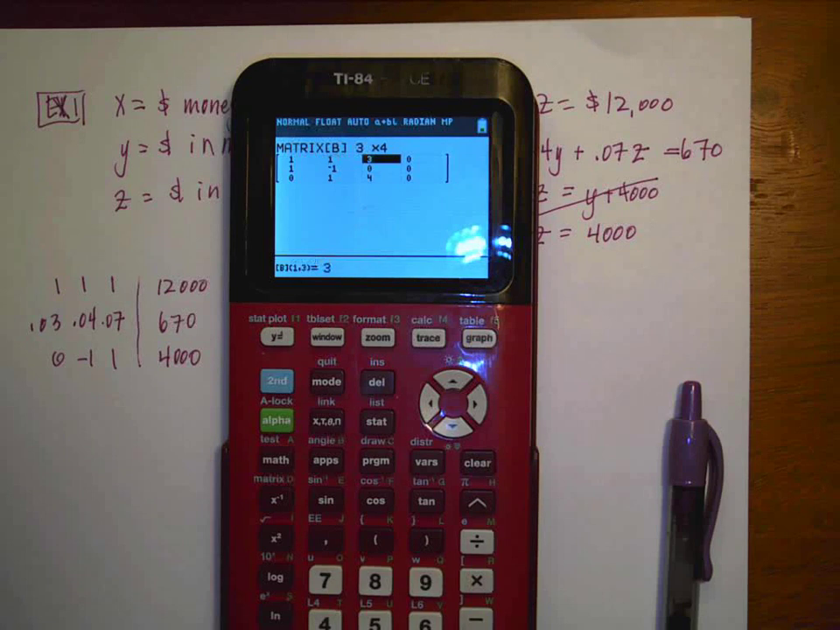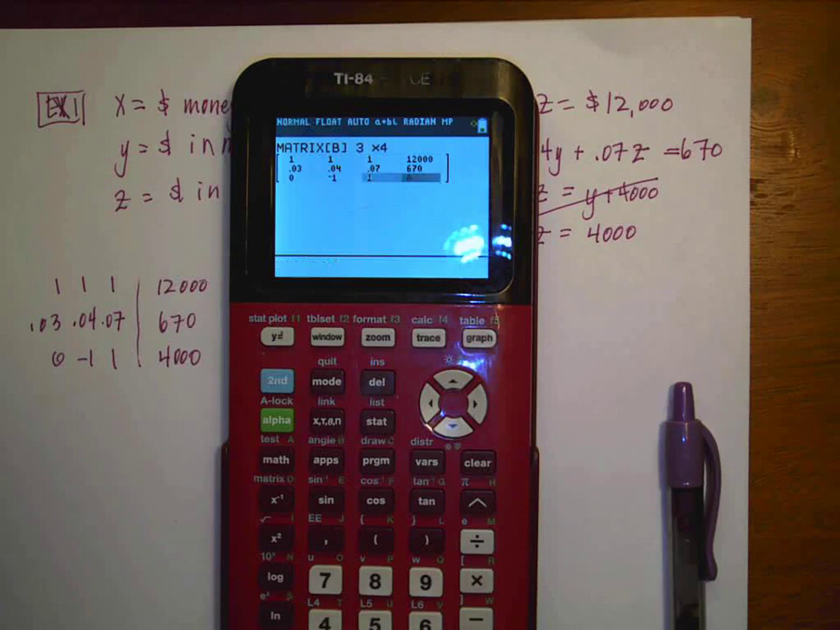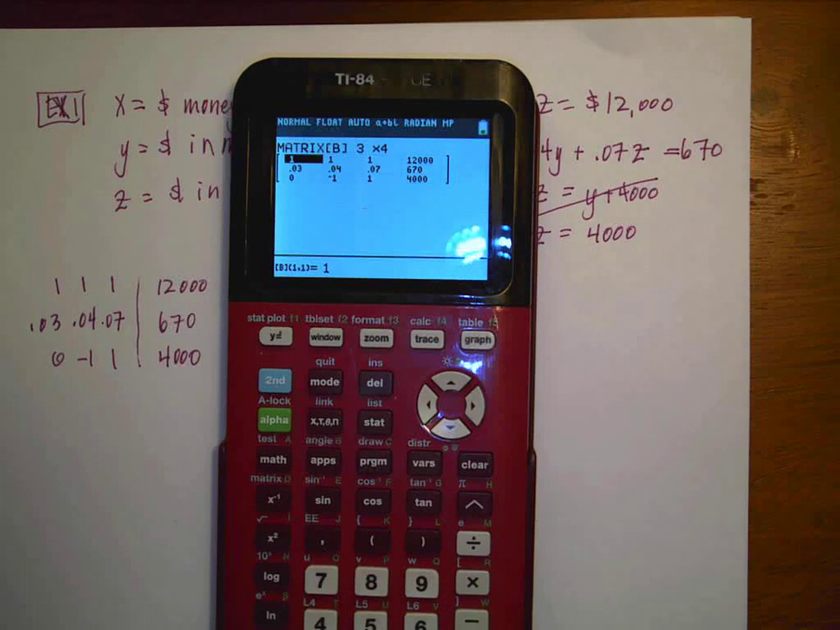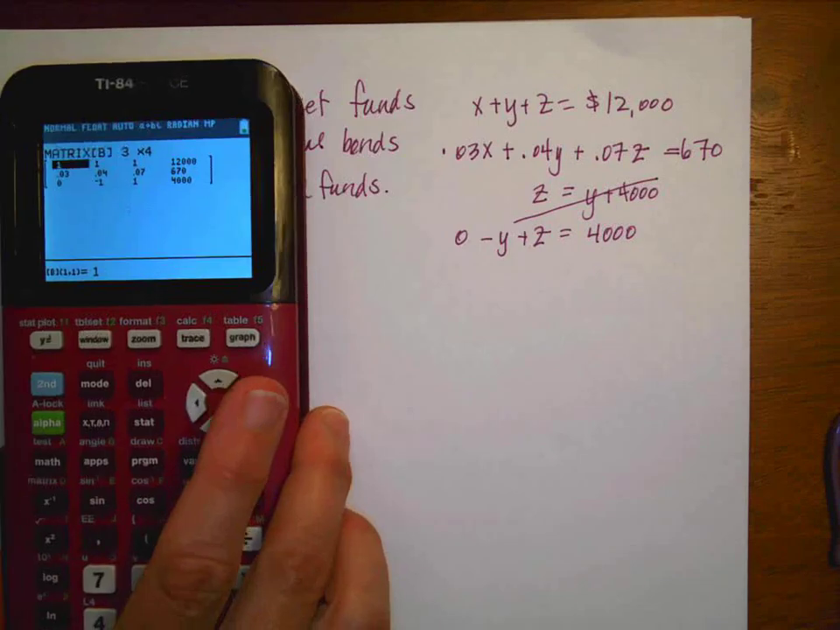I have 1, 1, 1, 12,000. And then it's 0.03, 0.04, 0.07, 670, and then 0, negative 1, 1, and 4,000. And I go back and check: 1, 1, 1, 12,000; 0.03, 0.04, 0.07, 670; 0, negative 1, 1, 4,000. Okay, and we do have to pay attention that we did this in matrix B.